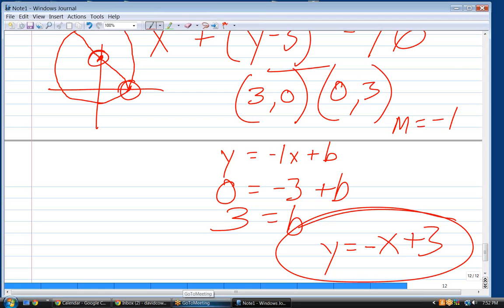Which fits our picture perfectly. That line looks like it has a slope of minus 1, and it goes through the y-intercept at 3. Seems to satisfy everything.